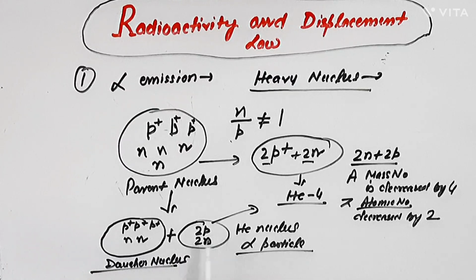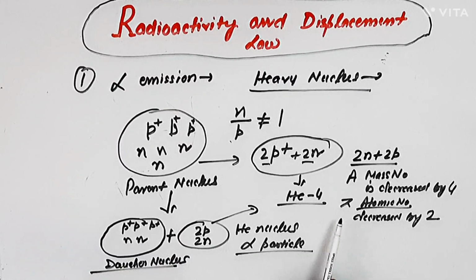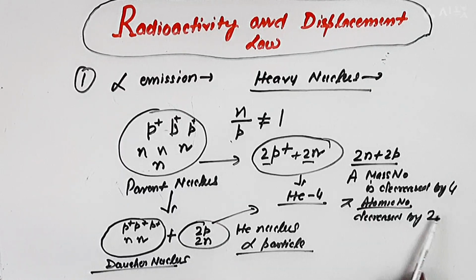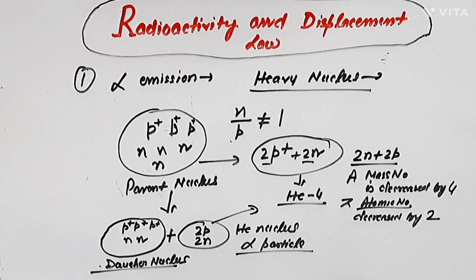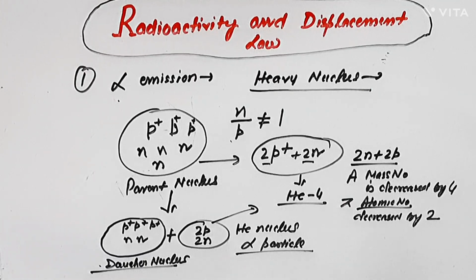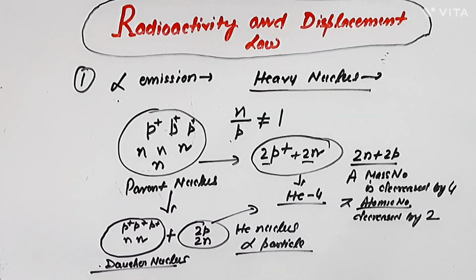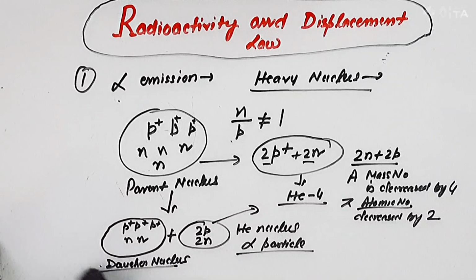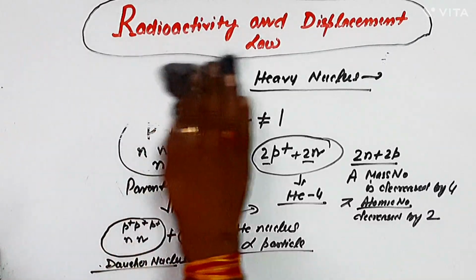So in this process, once alpha is ejected out, the parent nucleus will jump backward 2 steps. Why jump backward 2 steps? Because atomic number is reduced by 2. Now what is gamma emission? Gamma emission is not an independent emission. It is associated with beta emission to adjust the energy of the nucleus. Alpha and beta emission adjust the nucleons, and gamma emission adjusts the energy of the nucleus. This is the concept.